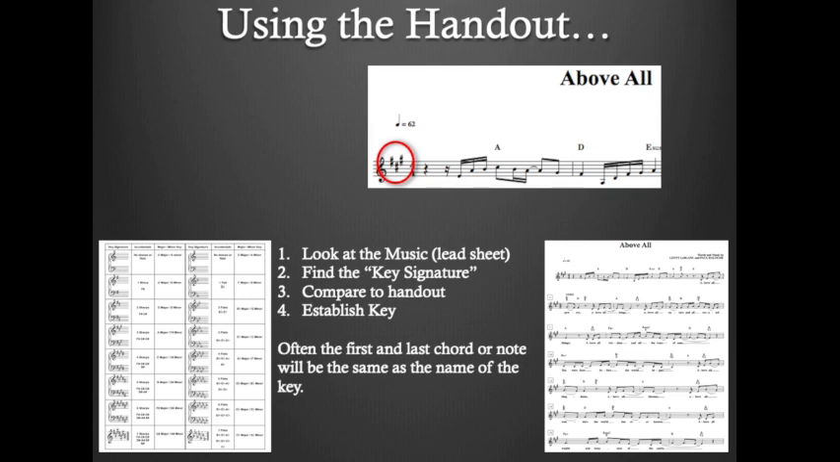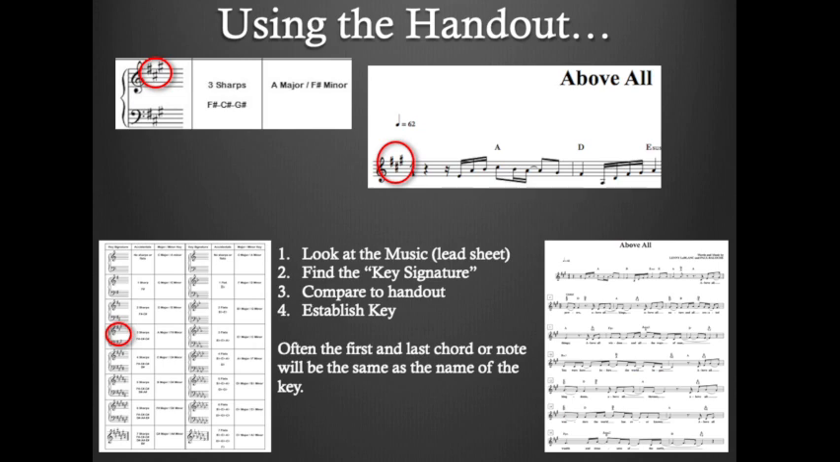Then you can compare it to the handout and see which of the scales or keys on the handout has the same sharps or flats. And then you can look at that to establish which key you're in. So if you look at the two examples I've given there, Above All has 3 sharps, an F, a C and a G sharp at the start. And if you look at the handout, we see that A major has 3 sharps, F, C and G. So we know that Above All is going to be in the key of A major.